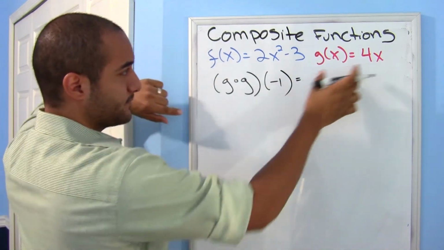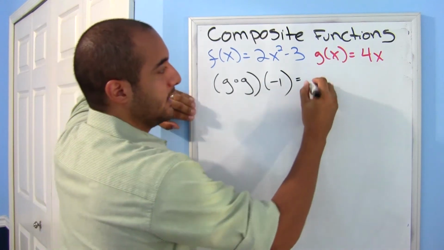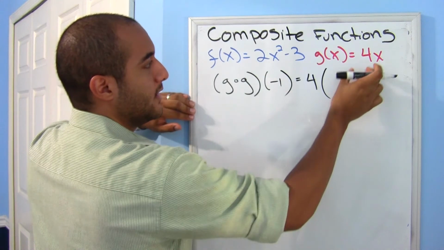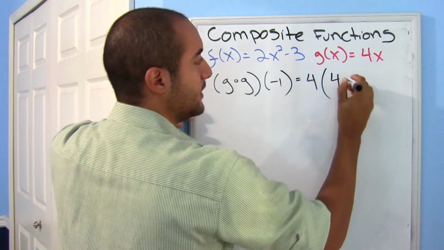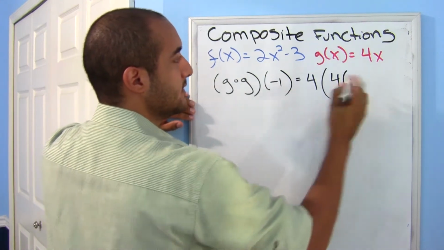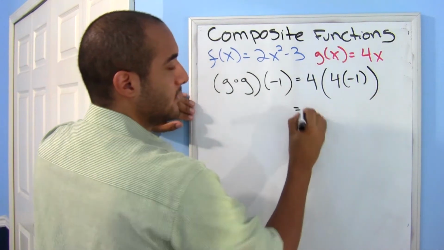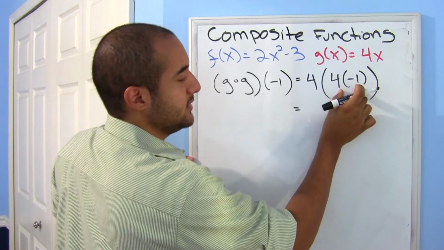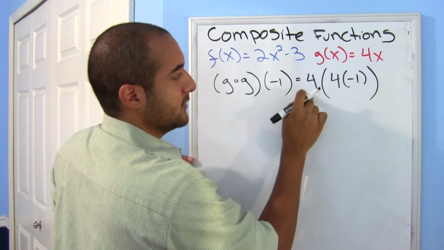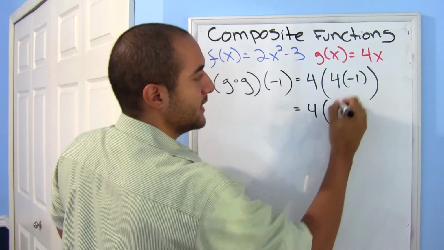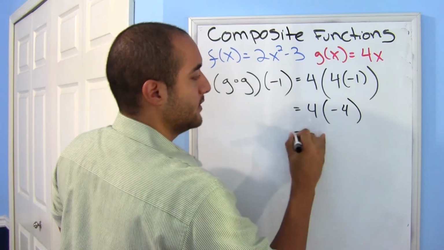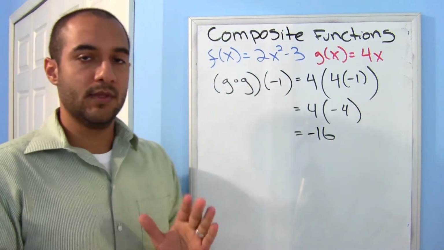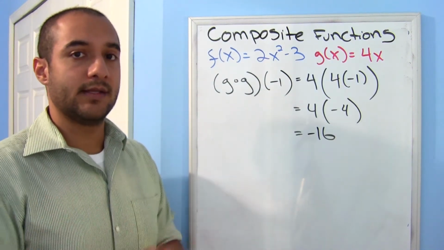Okay, let's do this one the other way. So this actually says 4 times another 4, and this time x is negative 1. Okay. So here I have the inside g, and this is the outside. So this just says 4 times negative 4, that's negative 16. Okay, there. Like I said, whichever way you choose to do it is up to you, however you feel more comfortable. Like that, you'll always get them right.